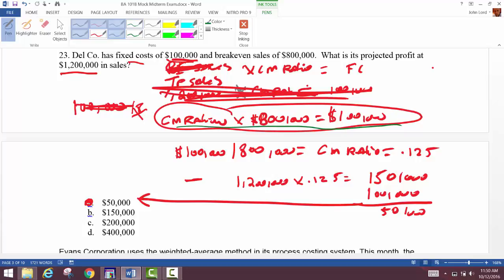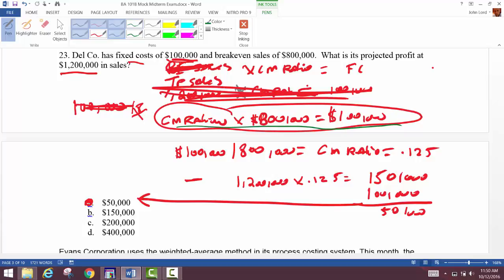That's times the 800,000, yes. Right, so contribution margin ratio times 800,000, my break-even sales, equals my fixed cost, doesn't it? And if I just do the math using this formula that we've already worked with, I take the 100,000 divided by the 800,000. That's going to give me the contribution margin ratio, right? I'm just doing the algebra here. That gives me the contribution margin ratio.